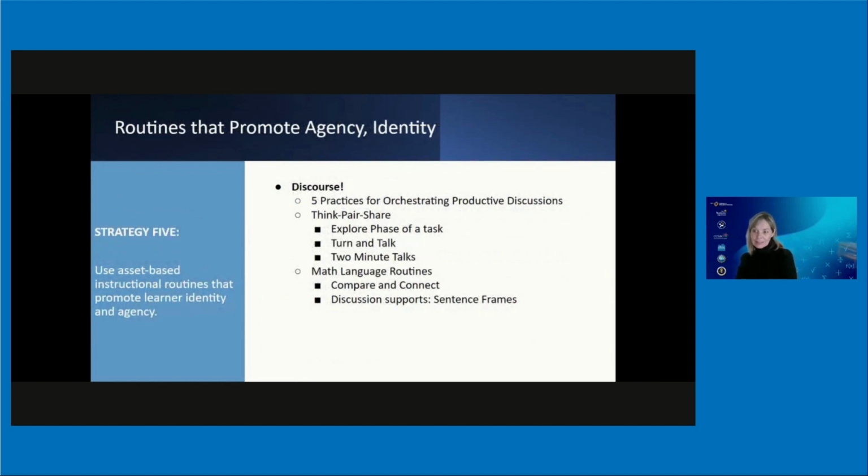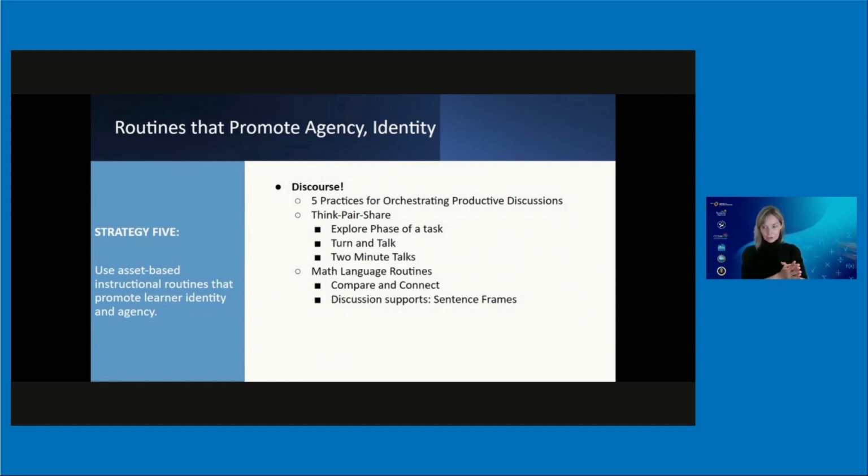All right, so here we are. Routines that promote agency and identity, or in other words, strategy 5, using asset-based instructional routines that promote learner identity and agency. So discourse, it really just comes down to discourse. Many of us, I know, are familiar with the 5 practices for orchestrating productive discussions. For the past 10-ish minutes, I have actually shared a task and have used those 5 practices.